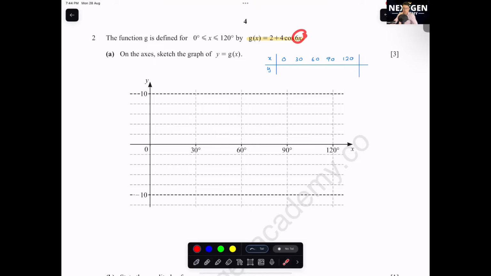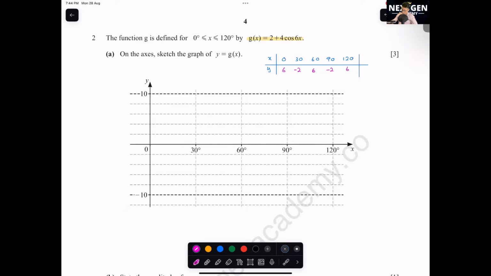Because you just need to change the x value, right? Remember how we just type in x, then you use the CALC button. Okay, use the calculate button. So your answer here, you should get 6, minus 2, 6, minus 2, 6.